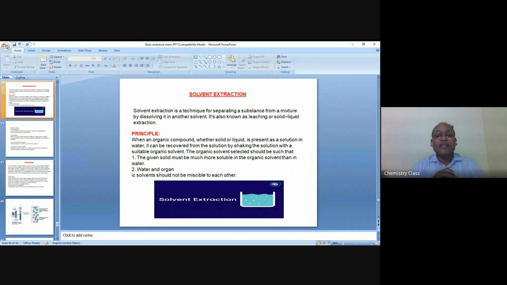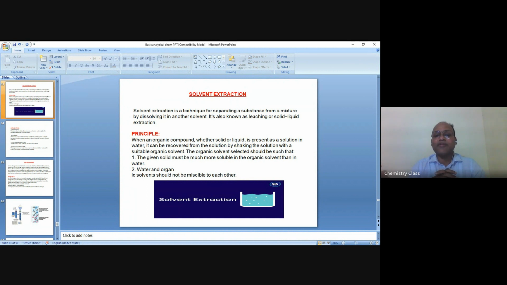What is the principle associated with it? When an organic compound, whether solid or liquid, is present as a solution in water, it can be recovered from the solution by shaking the solution with a suitable organic solvent. If any organic compound is there with water, we can add a particular solvent which can absorb that organic component, and it will be separated out. So this is a very selective process.